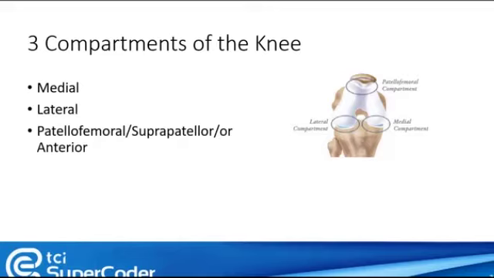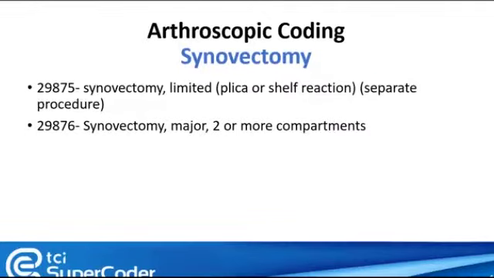In your coding for the knee, we need to remember the knee has 3 compartments: medial, lateral, and patellofemoral, which is superior patellar, or may be referred to as anterior. Let's start with arthroscopic coding of the knee.